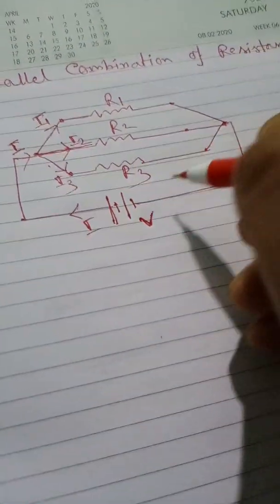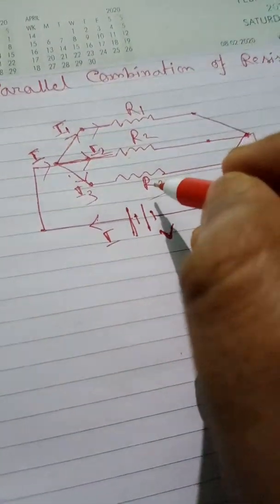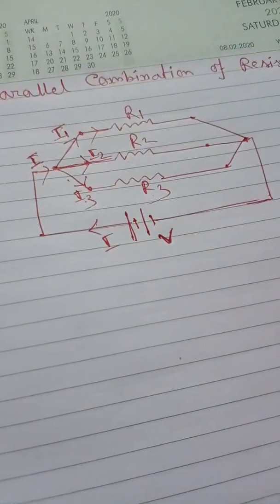Suppose through this branch I1, through this I2 and through this I3 is flowing. So when current I reaches this point, then I splits into three parts, I1, I2, I3. Through R1, current I1 is passing, through R2, current I2 is passing, and through R3, current I3 is passing.